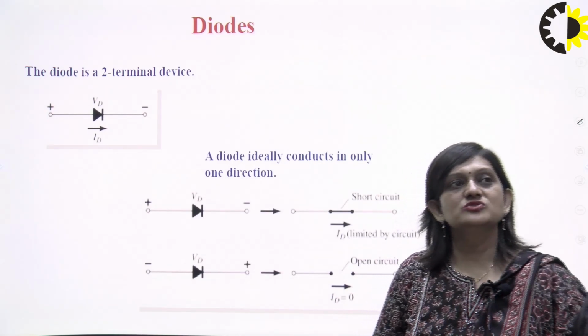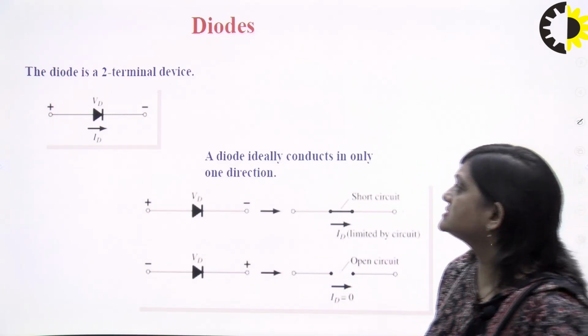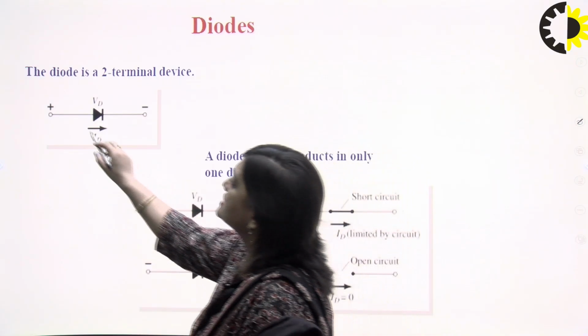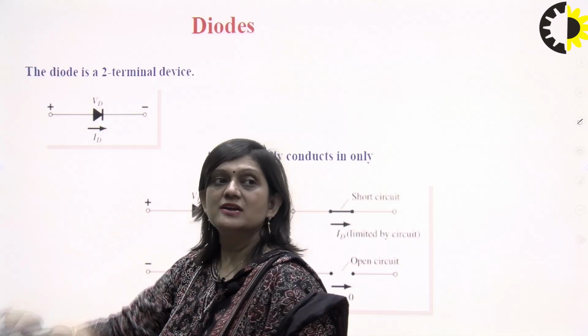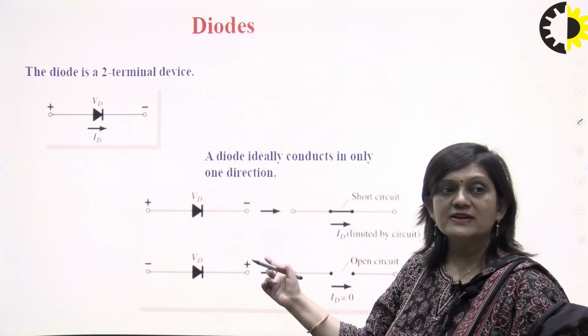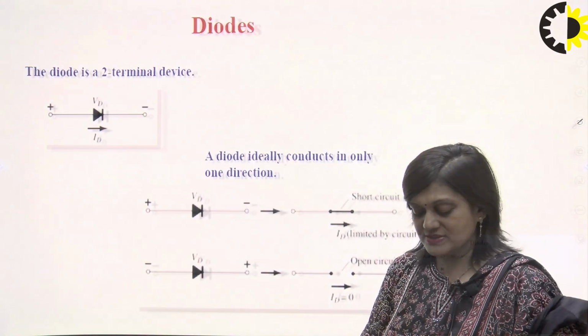So a diode is a two-terminal device, and it conducts current in only one direction. And if the diode is forward biased and it is an ideal diode, then it will be considered as a short circuit. And if it is reverse biased, then it is considered as an open circuit.